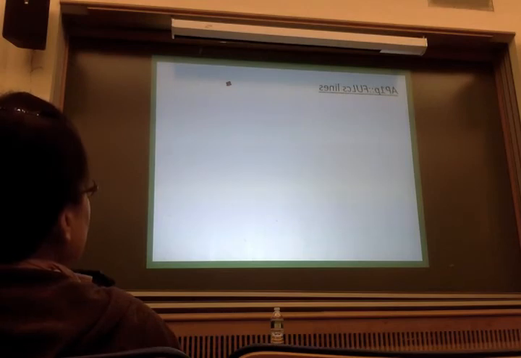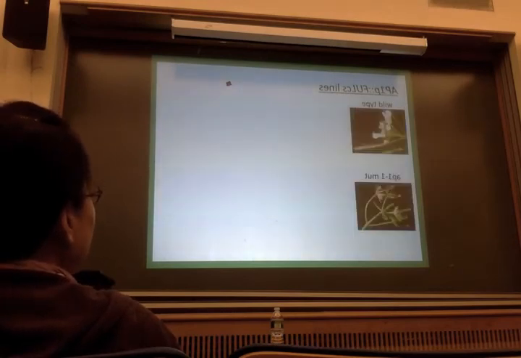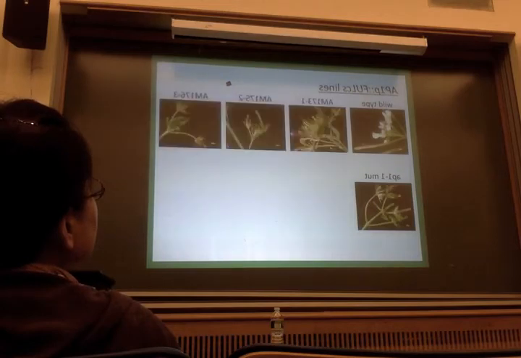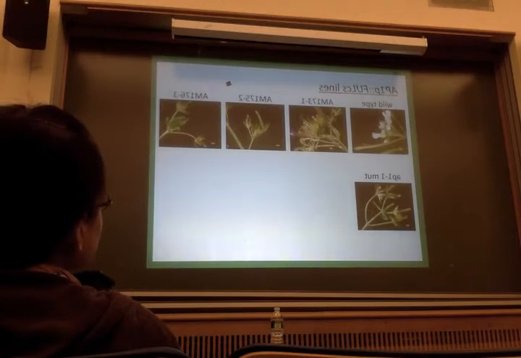So now we move on to our AP1 full lines. And again, here we have wild type and our AP1 mutants for comparison. And here we have three AP1 full lines. And you can see that there aren't any petals, like wild type, but they do seem to have fewer flowers per pedicel than our AP1 mutants.